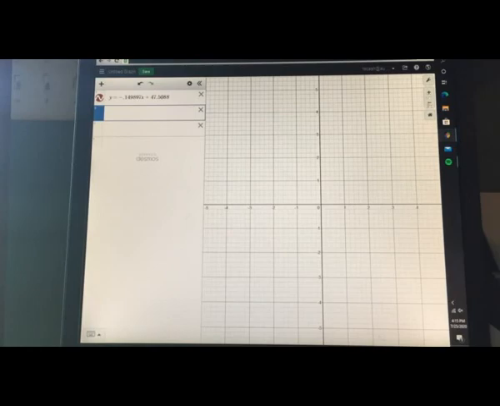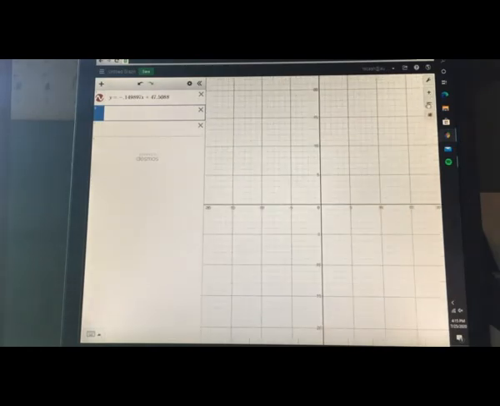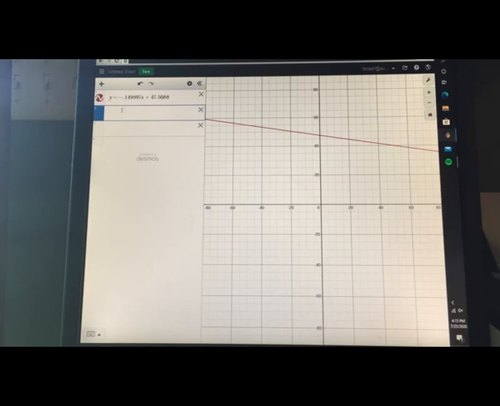And let's see if we can find it. There it is. And then the line is the line of best fit for the points that I gave you. This is what you would write for the line of best fit. Is it a positive or negative correlation? Hopefully you see that this is a negative correlation. It's going down toward the right.